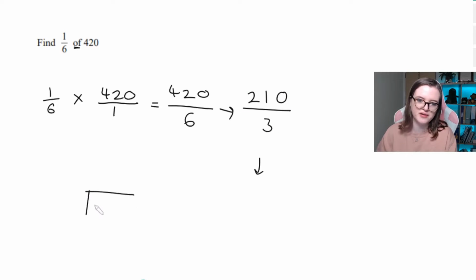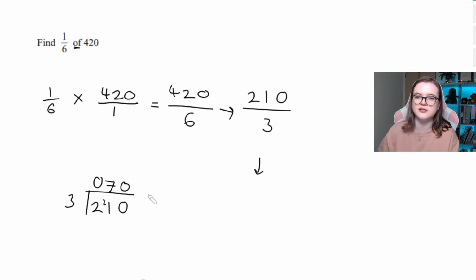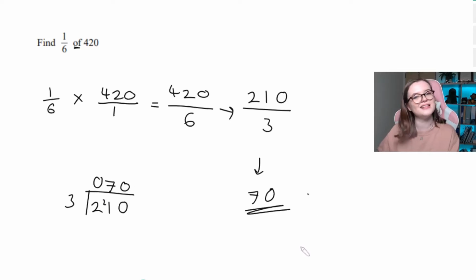Maybe do a bit of bus stop if you like. Let's do that. 210 divided by 3. 3 into 2 doesn't go, 2 left over. 3 into 21, that goes 7 times with no remainder. Then 3 into nothing goes no times. So there we are. So that gives us then 70. And that is the final answer.